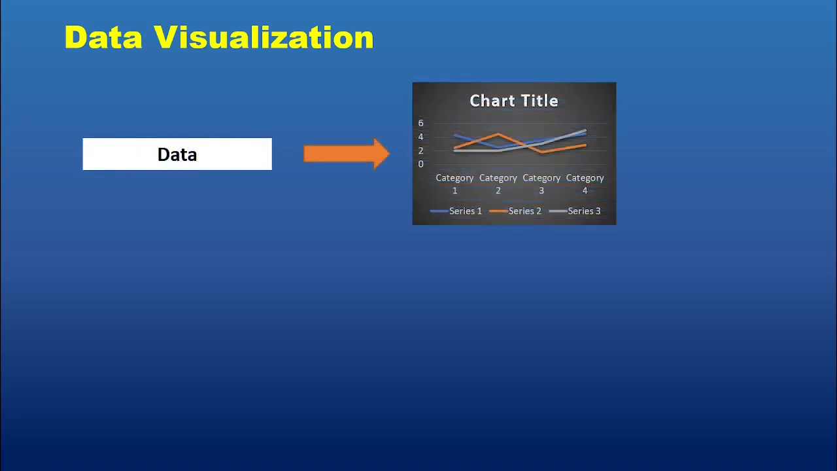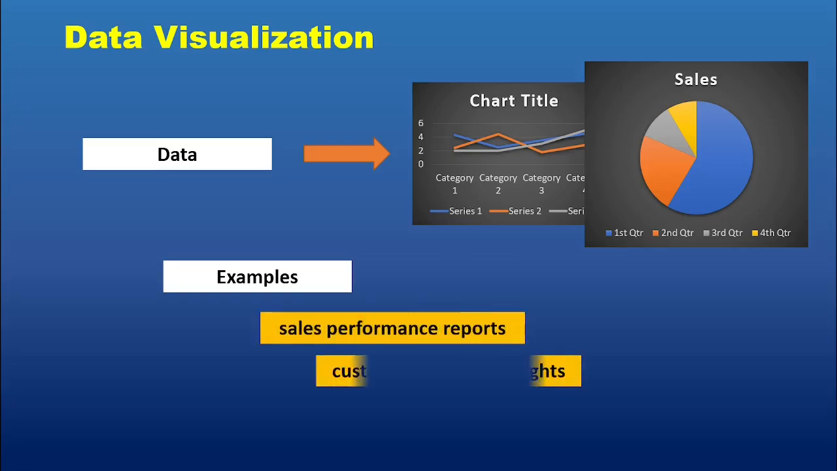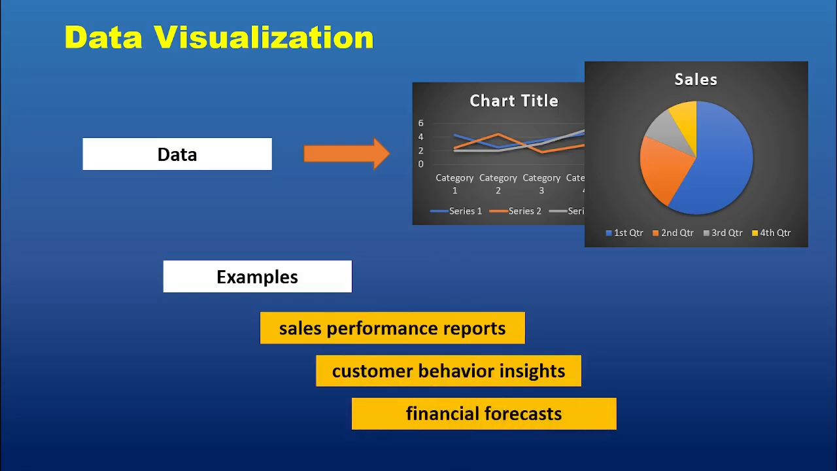Another key aspect of AI-driven data analysis is data visualization. Data visualization transforms raw numbers into graphs, charts, and interactive dashboards, making it easier to interpret complex information. AI-powered tools such as Tableau, Power BI, and Google Data Studio provide automated visualizations that highlight key trends and insights. These tools help businesses and researchers make data-driven decisions without needing advanced statistical knowledge. For instance, an AI-powered dashboard can instantly generate sales performance reports, customer behavior insights, and financial forecasts, enabling companies to adapt their strategies in real time.